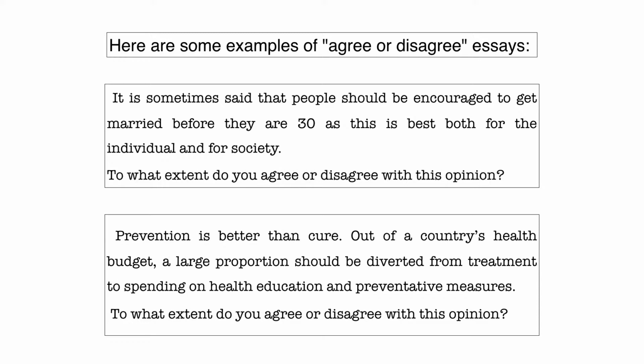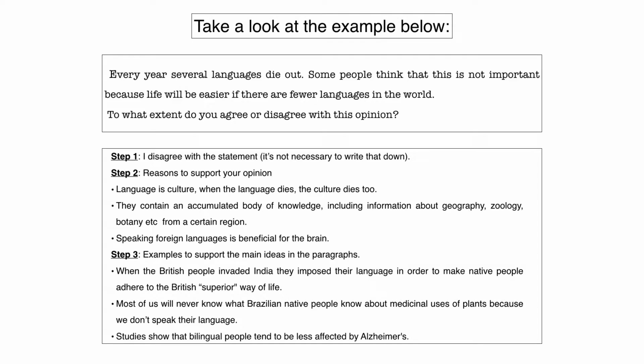But what exactly are you going to plan? Well, when I refer to planning, I'm talking about the ideas you're going to use in your body paragraphs. So let's take a look at an example to understand how the planning of a writing task 2 of the agree or disagree type is done.